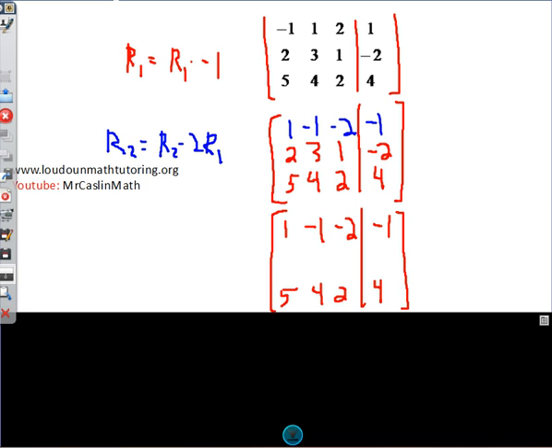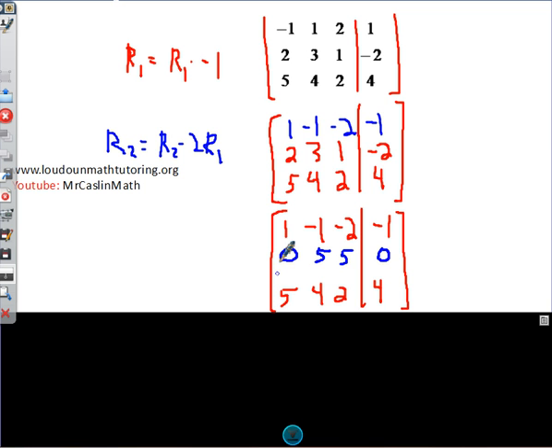Alright, now let's see what would happen. That would give us a 0, then we'd have 3 minus negative 2, which is the same as 3 plus 2, so we'd end up with a 5. And we'd end up with a 0.